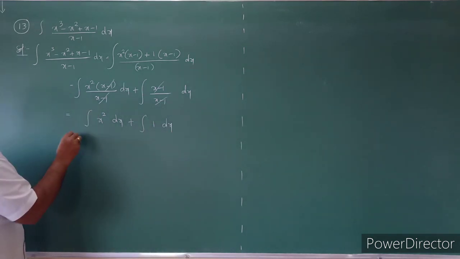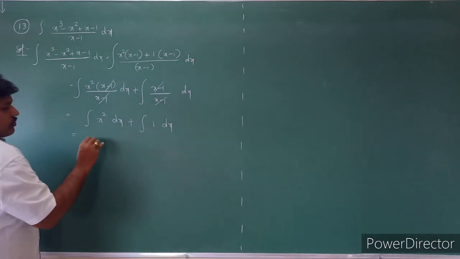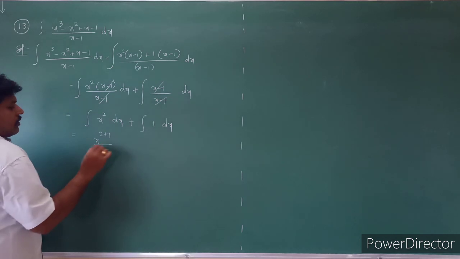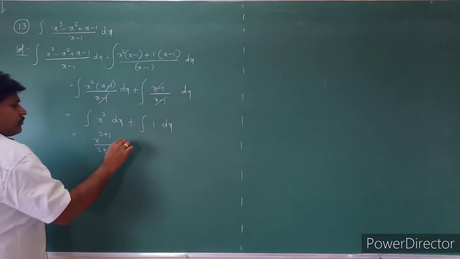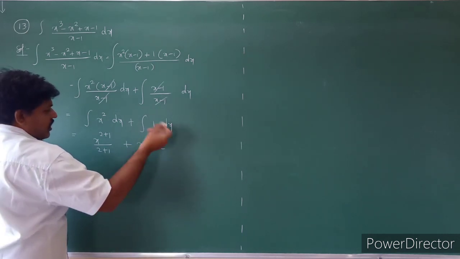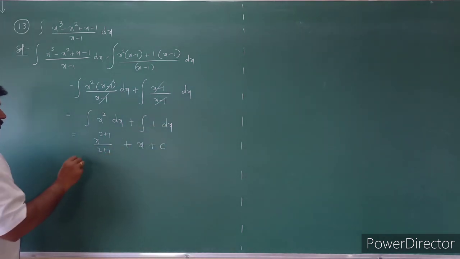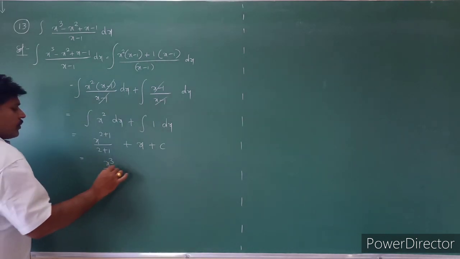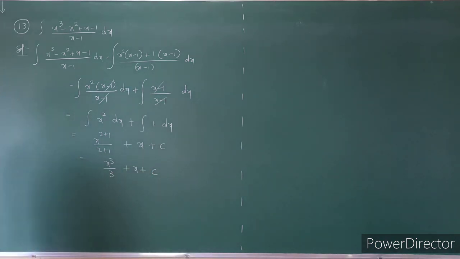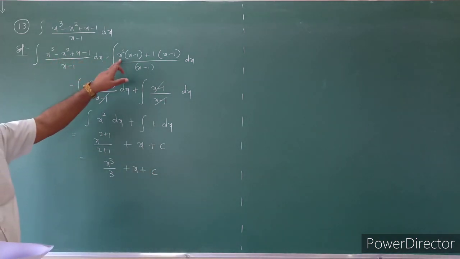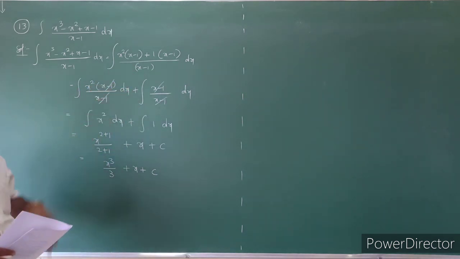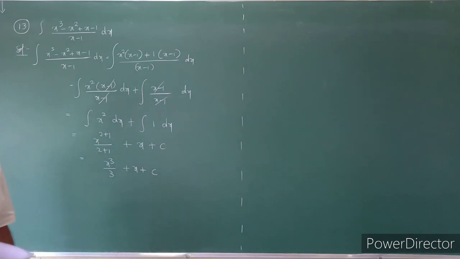So what is the integral of x square? It is in the form of x power n, so you can take it as x power n plus 1 by n plus 1, that is x power 2 plus 1 by 2 plus 1, plus integral of constant, integral of 1 into dx, that is nothing but x plus c. So that is equal to x cube by 3 plus x plus c. So I am taking that x square common and splitting the terms. x minus 1 will be cancelled, so you will get x cube by 3 plus x plus c.